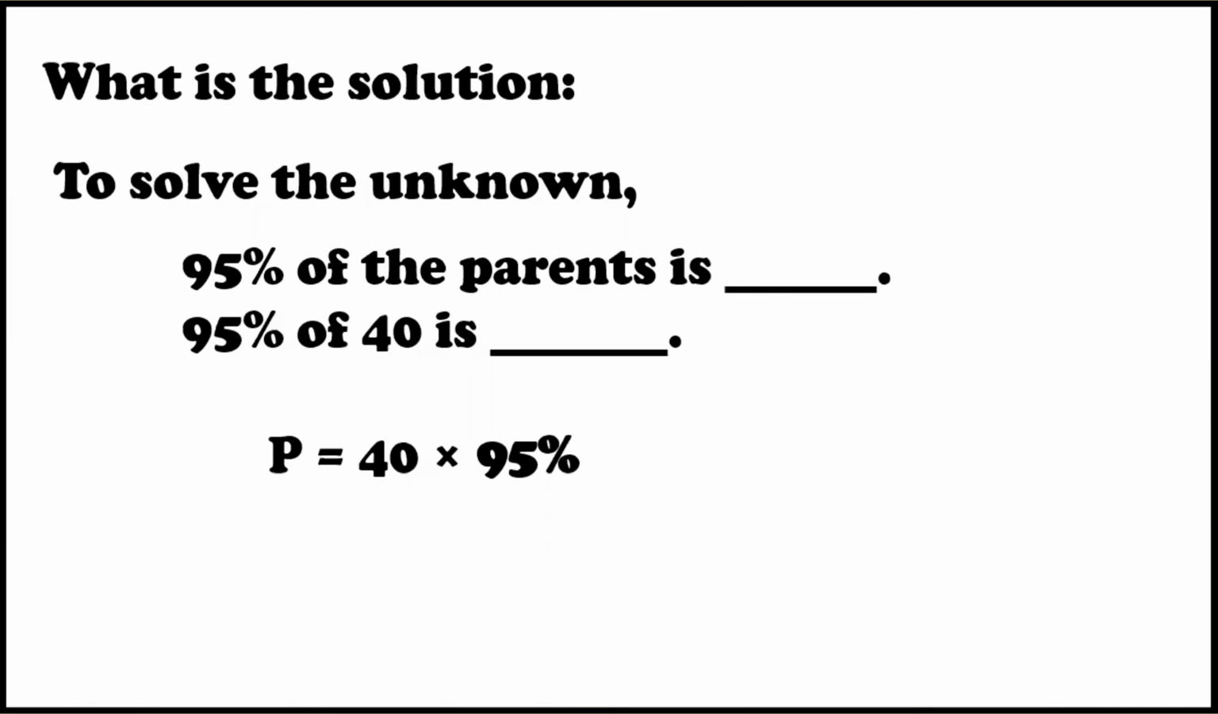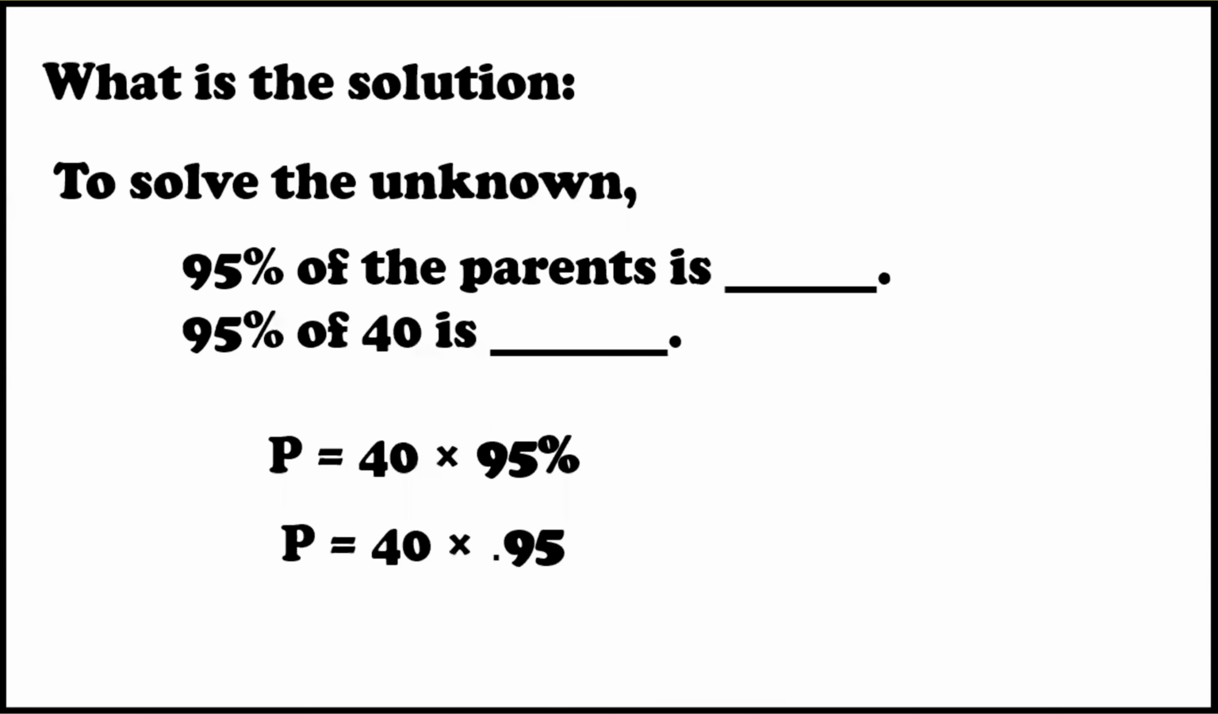So, meron tayo ditong percentage equals... Yung 40, yun po yung base, times 95, yun po yung 95%, yun po yung rate. So, hanapin natin ang percentage. So, P equals 40 times 0.95.